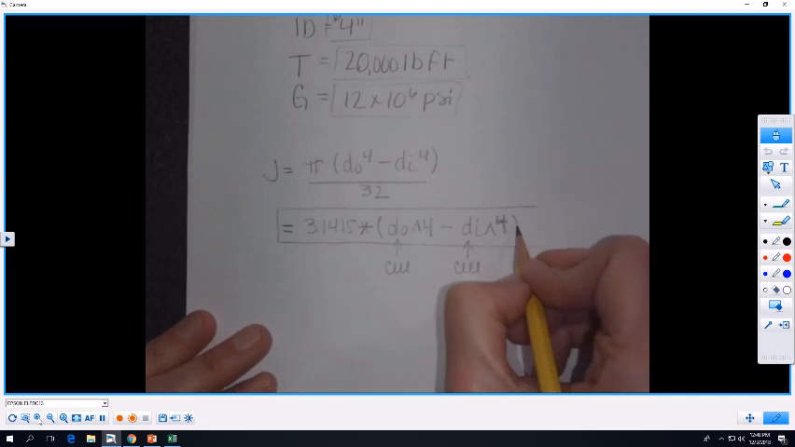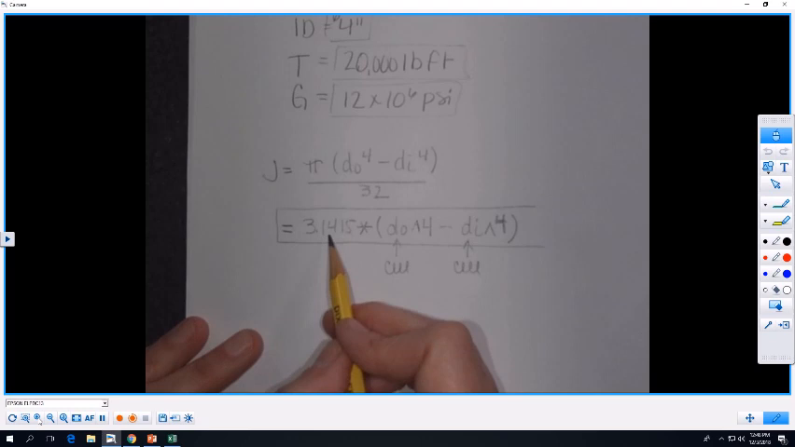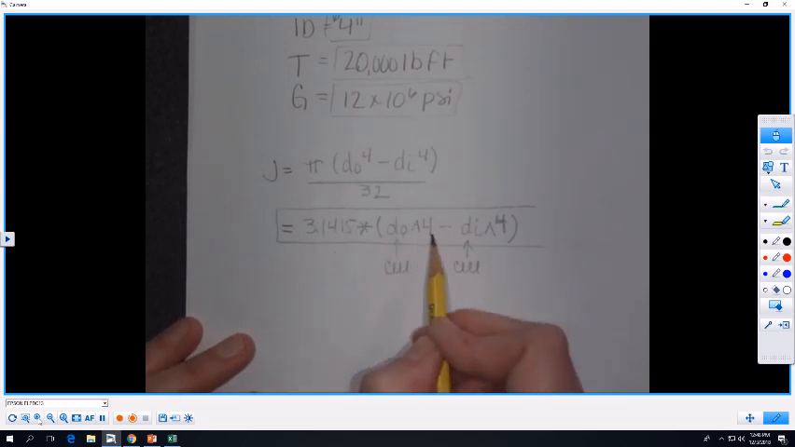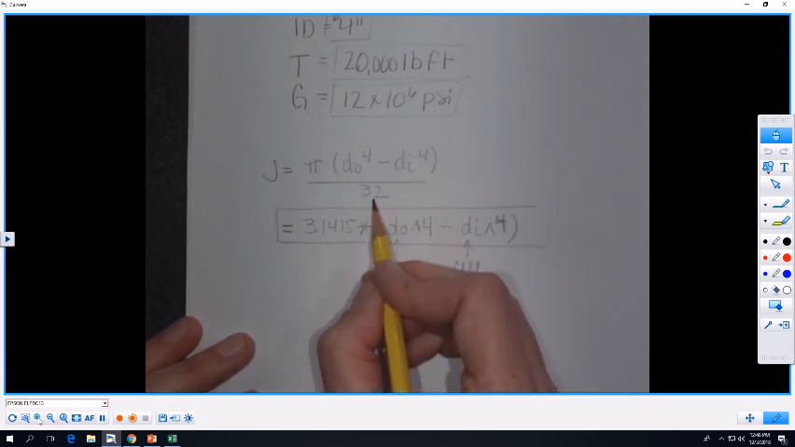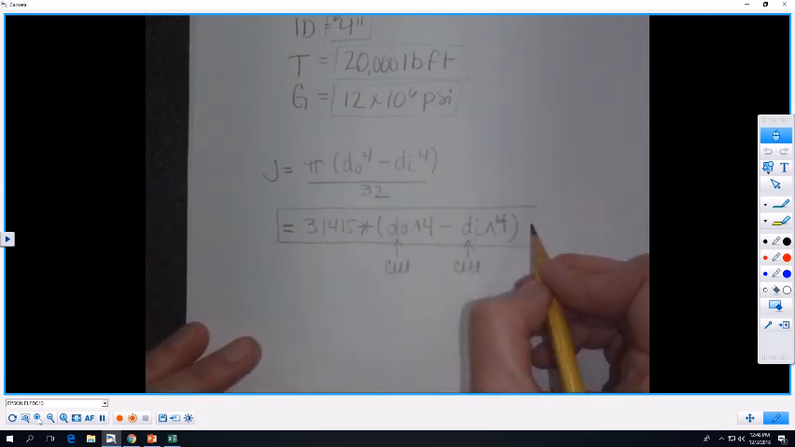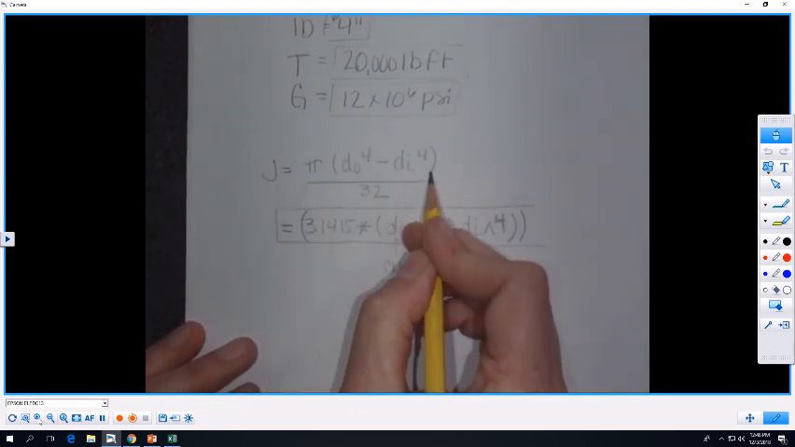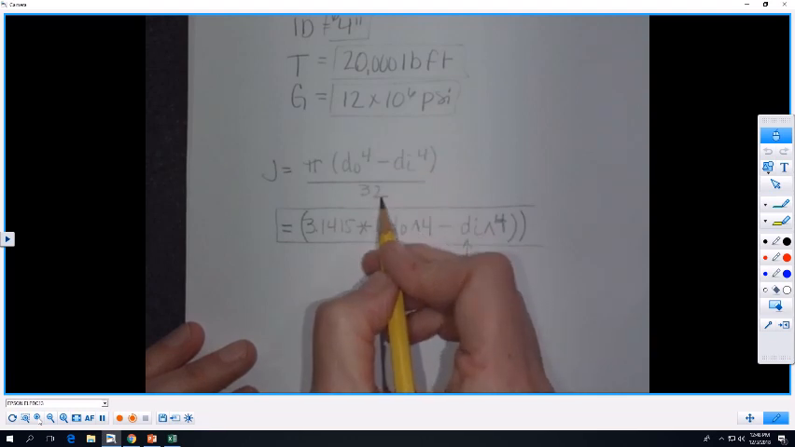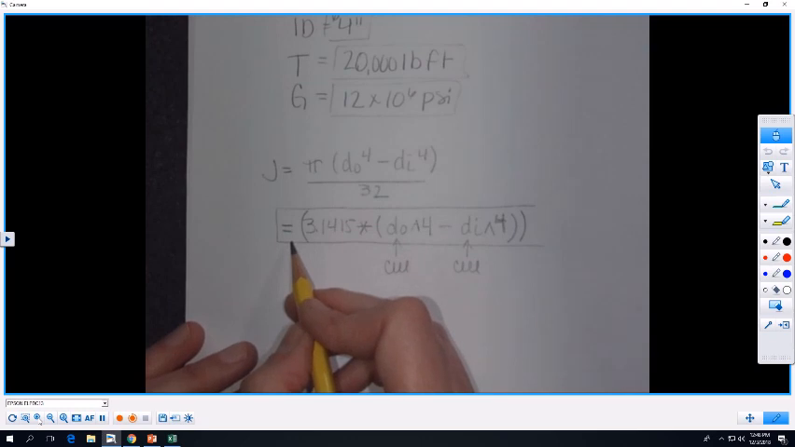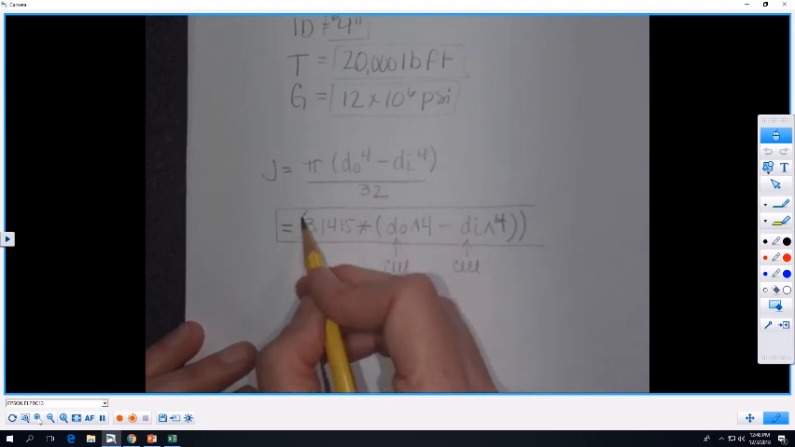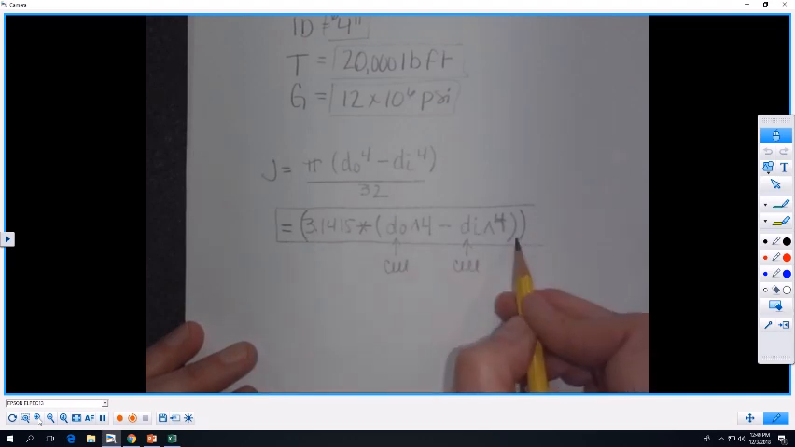Now, I need to close that parentheses. If I ever start a parenthesis, I have to close it. So pi times DO to the 4th minus DI to the 4th. Now I need to divide this by 32. I need to first have the entire top line done before I divide by 32. I don't want to do part of it, divide by 32, then multiply by pi. That's not the operation that I want. So to ensure that, I'm going to put parentheses around the 3.1415 and then the very end.